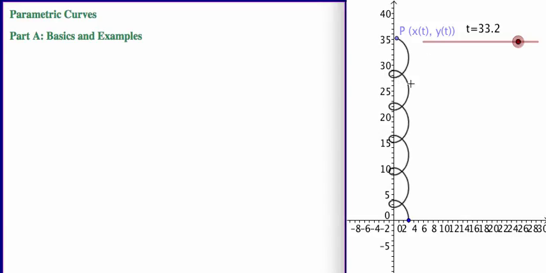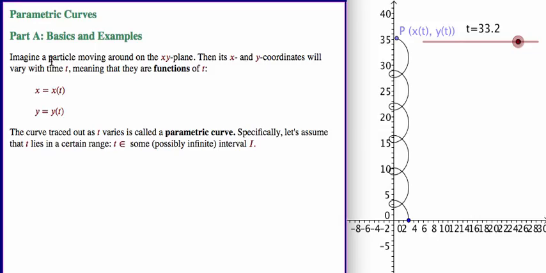Now, I'm not going to give you a formula for this particular curve, but it's actually quite a simple one. What I am going to do is write down the generalities of what we've been saying over here. So imagine, as I said, a particle moving around in the xy plane, then its x and y coordinates vary with time t, so they're functions of t, which is why I've written x equals x of t, meaning x is a function of t, it's not just a number. And the same goes for y. And the curve that gets traced out is called a parametric curve.